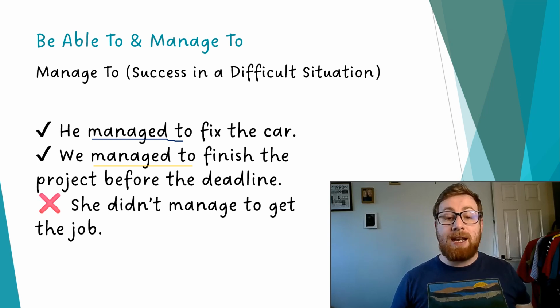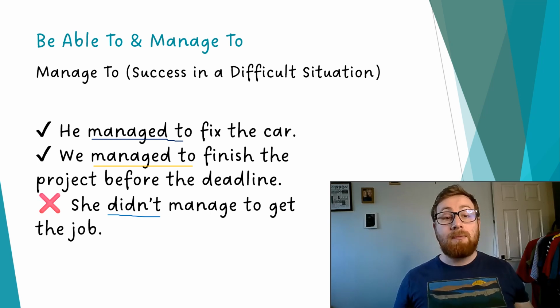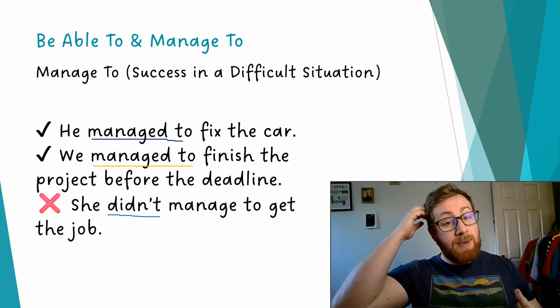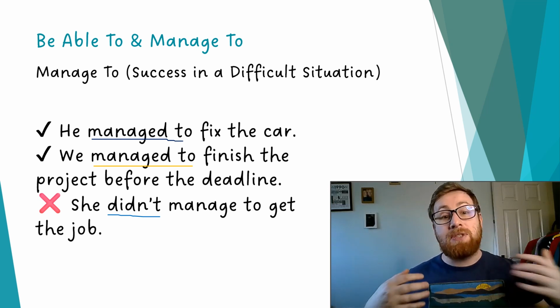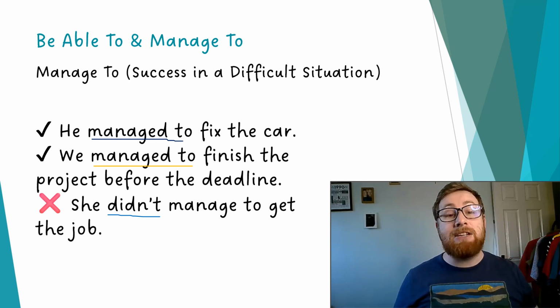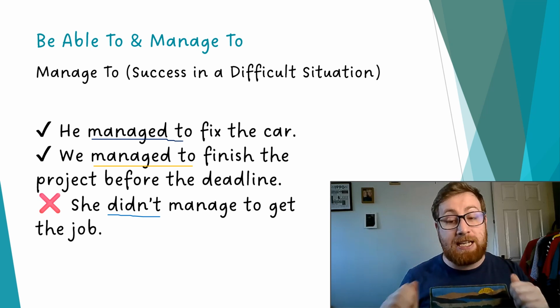And if we want to turn it negative, we can use did and put did not. She did not manage to get the job. So we can talk about things we have completed and shown success, and if we want to make it negative, we can show things that we were not successful in.